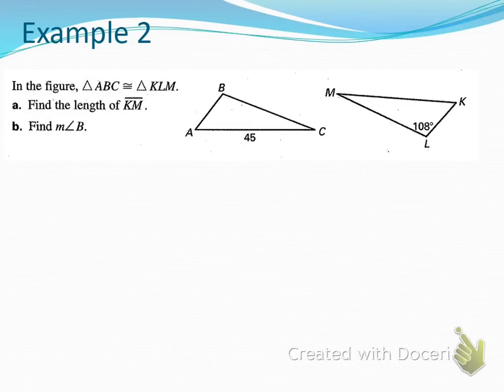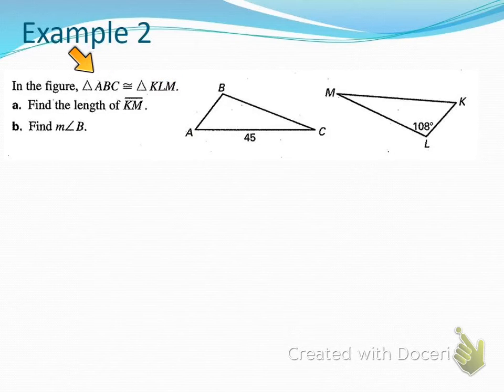In the figure, triangle ABC is congruent to triangle KLM. First of all, do these triangles look the same? Are they right next to each other? They're not right next. This one's flipped, isn't it? So, what matches up with angle A? K. Do you see how A and K are in the same position in the congruent statement? What's B match up with? L. So B matches up with L, and C matches up with M.